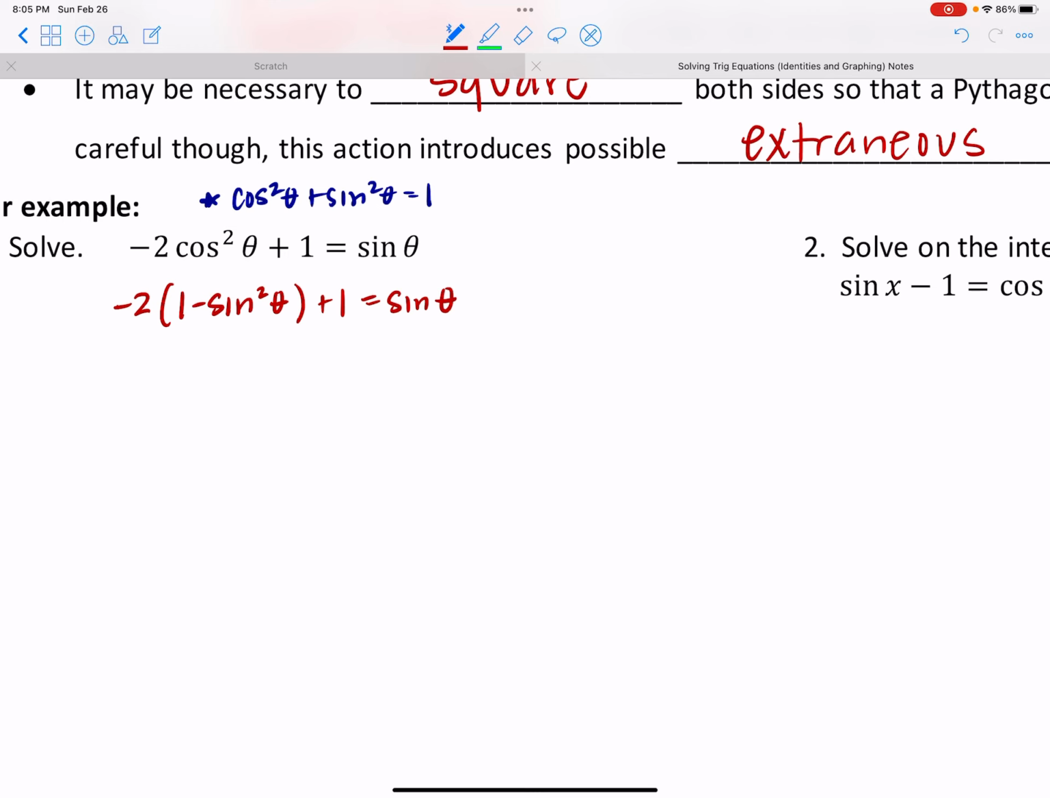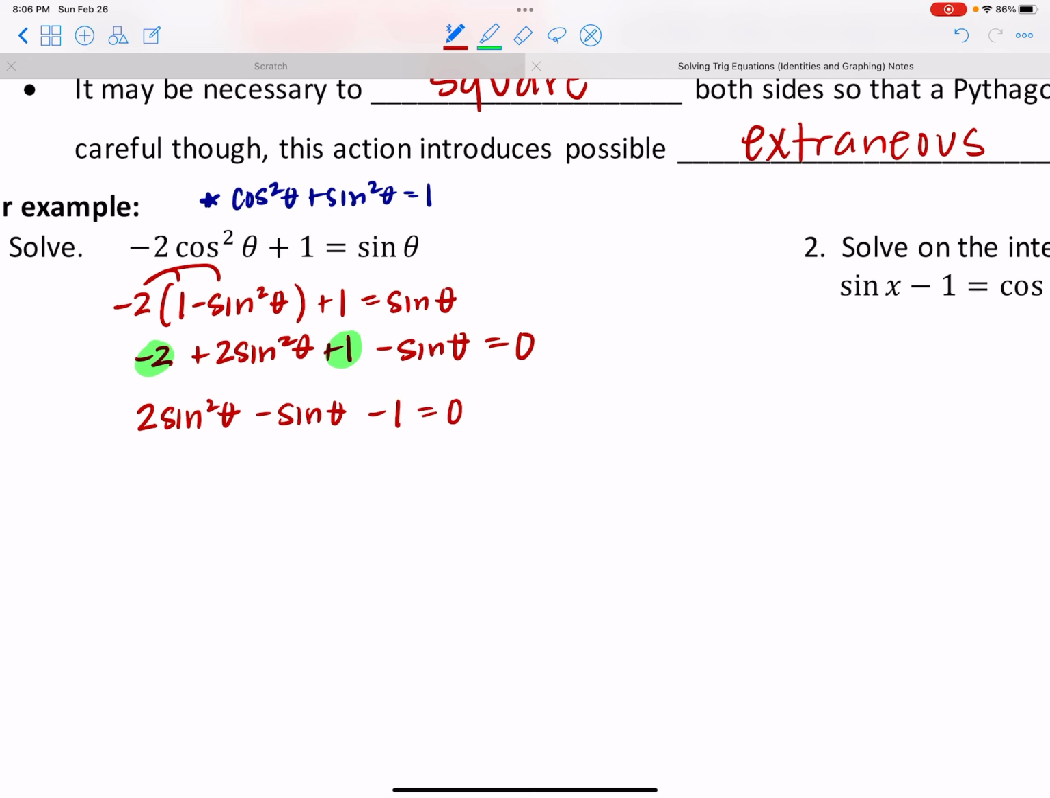Now, the two terms that contain the sine function have a varying degree, so now I'm going to try to use my factoring approach. So let me distribute this. I've got a -2 here, and then a +2 in front of my sine squared theta. Then I still have this plus 1. I'm going to subtract the sine of theta over. If I'm going to try to factor, I want a 0 on one side. Now let me put this in order and combine my like terms. So 2 sine squared theta, and then minus the sine of theta. And then if I combine the -2 and the +1, then I have a -1, but now it's all in order equal to 0. And again, I can try to factor.